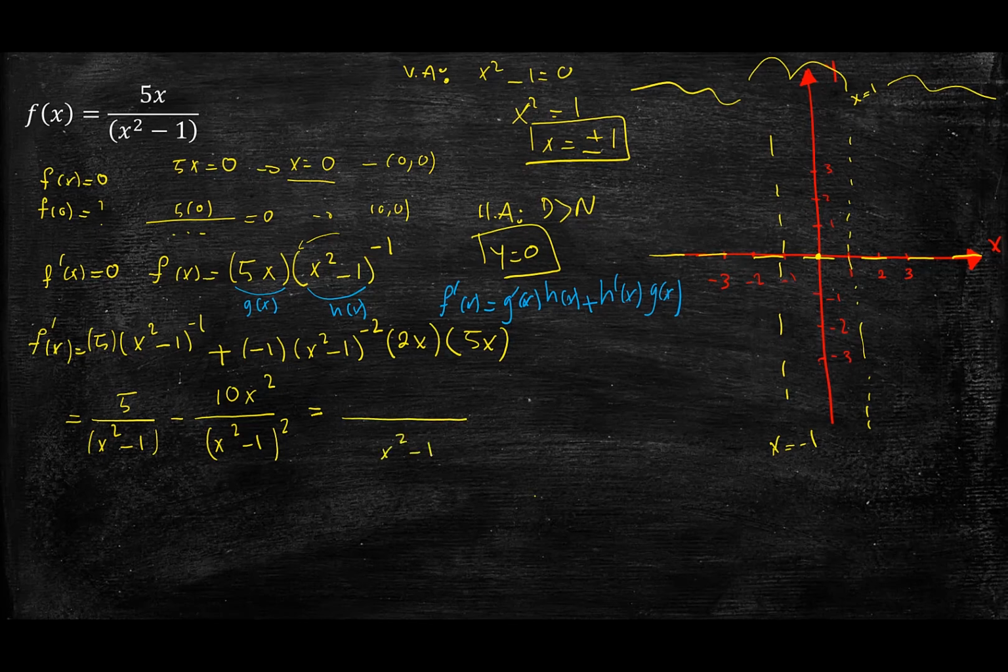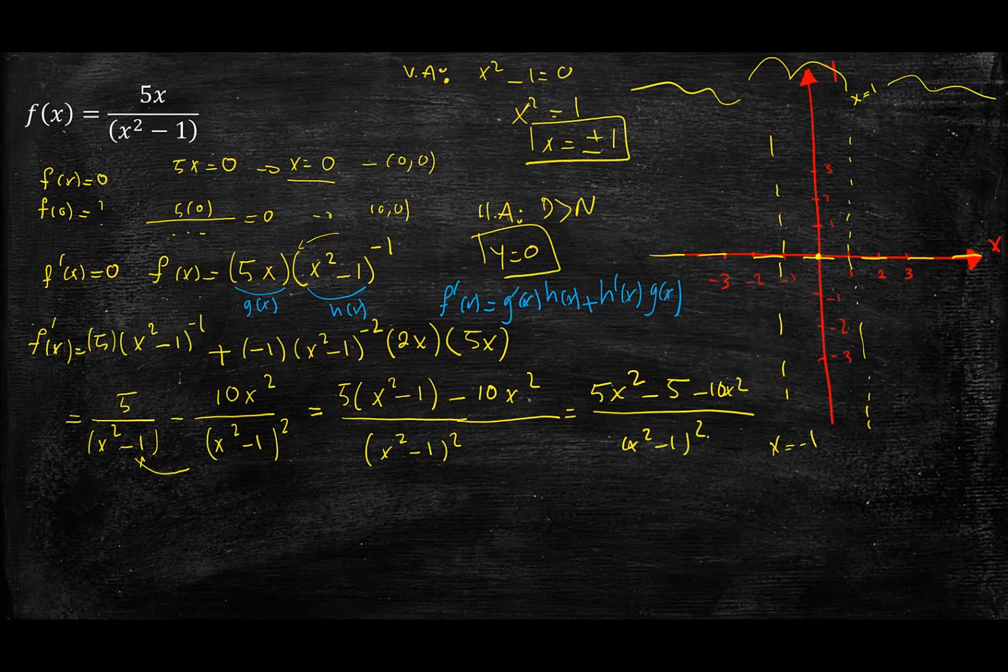see if I can take a common denominator here. That would be (x squared minus 1) to the power of 2. This is missing a factor, so I'll have 5 times (x squared minus 1) minus 10x squared. And then I can actually expand this and write 5x squared minus 5 minus 10x squared over this whole thing. So I'm just going to cancel these two out and write negative 5x squared minus 5 over (x squared minus 1) to the power of 2.